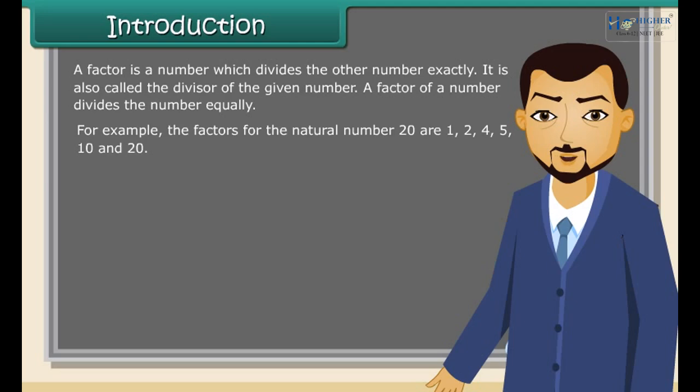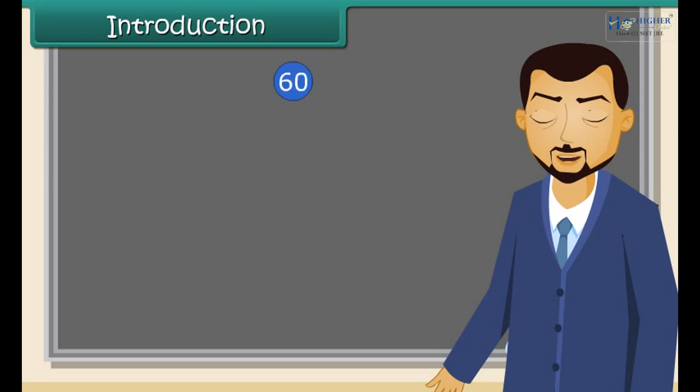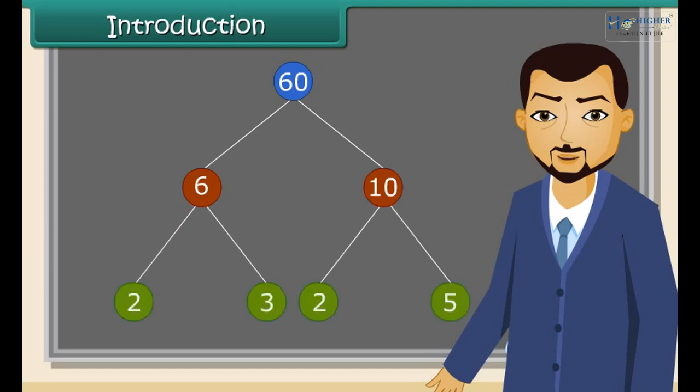The factors of the prime numbers are 1 and the number itself. For example, the number 11 can be written in two ways as given below, which implies for any prime number, the factors are 1 and the number itself. Factors for the given number can be found out using factor tree method also. Here is an example to find the factors of the natural number 60 using factor tree method.